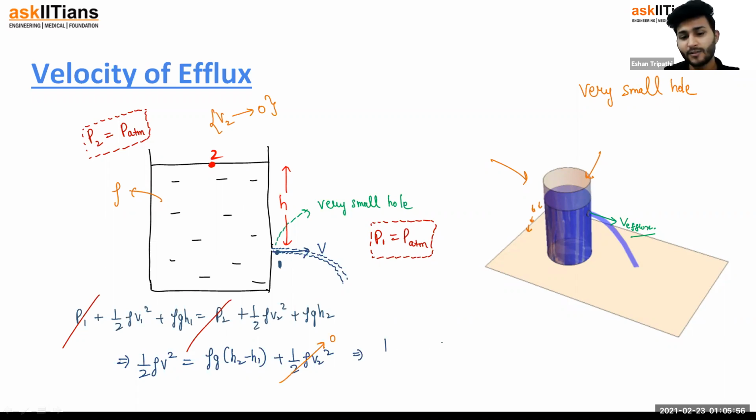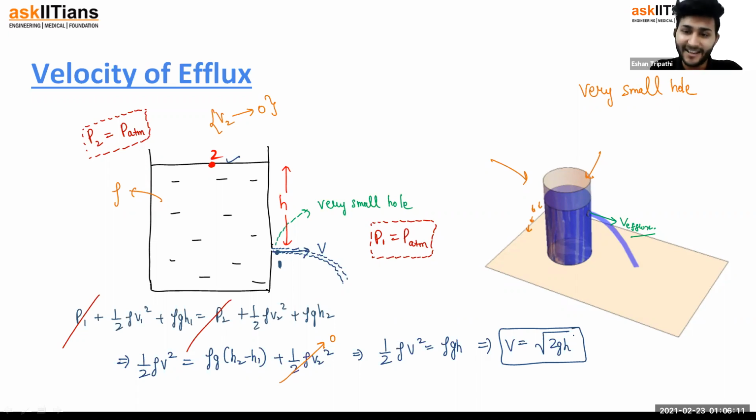And we will say half rho V squared equals rho g (H2 minus H1), the height difference between point 2 and point 1. That is given to be h. So interestingly, rho cancels rho, and V becomes root 2gh, like the speed in free fall. This is the interesting part. The water comes out as if it has fallen from this height h. So it's a matter of coincidence that it's coming out like that. You can call it conservation of energy, because Bernoulli has been derived from conservation of energy. But yeah, the answer comes out to be the same.